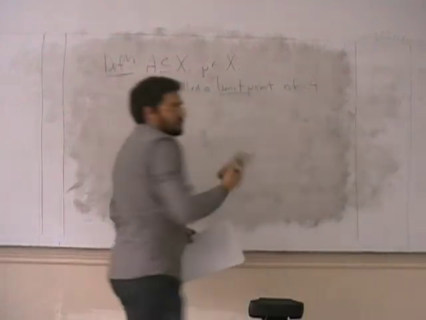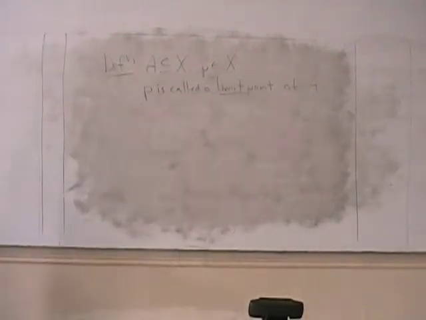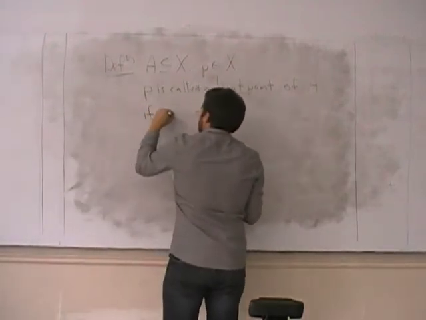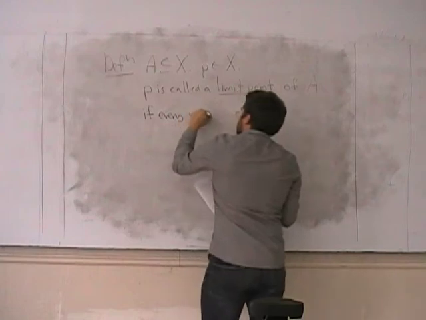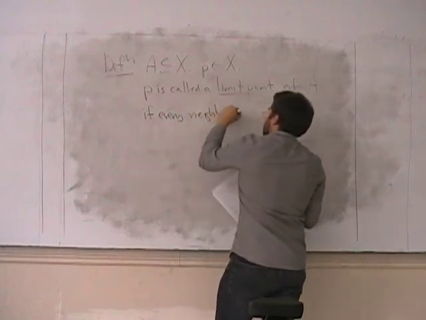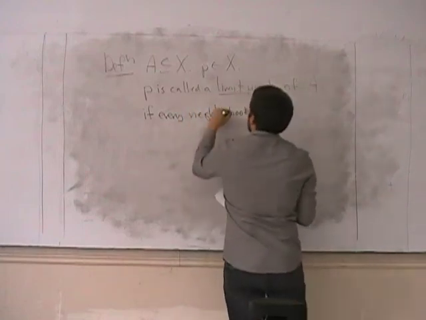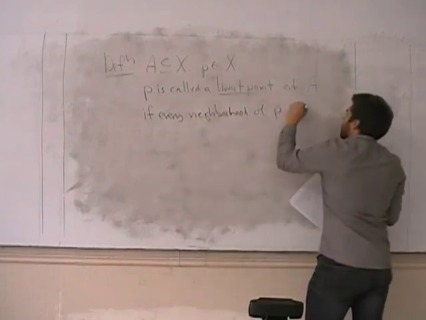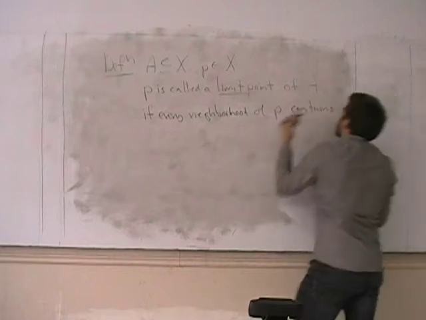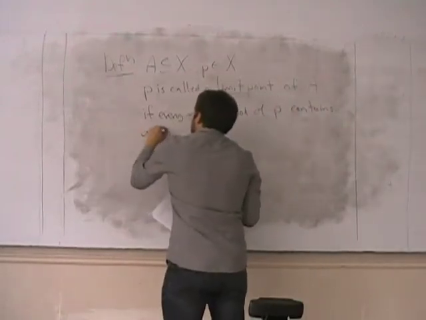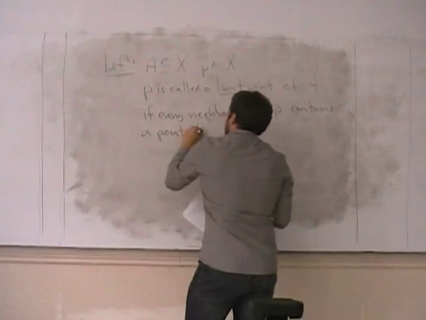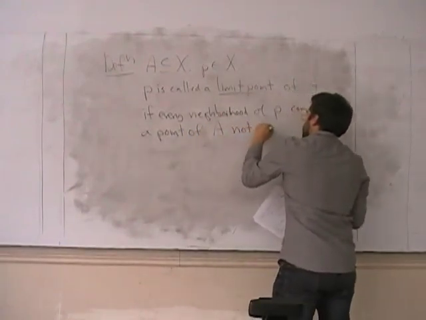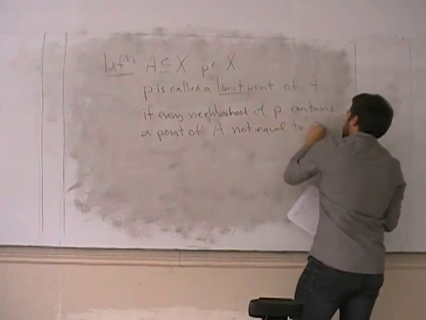And now I'm going to use the notion of a neighborhood. P is called the limit point of A if every neighborhood of P contains a point of A not equal to P.